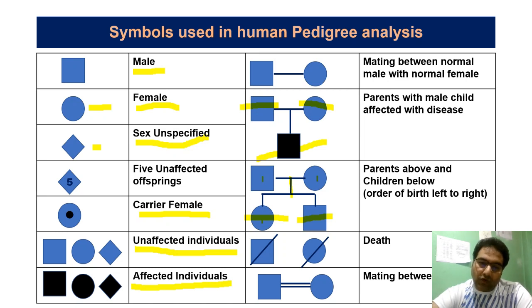Then, if the circle or square has a cross line, it means death has occurred, that the male or the female has died. When we see that the square and the circle have two lines connecting them, it means they have mated, but they are in close relation. It means the marriage is between relatives, or it is a consanguineous marriage.